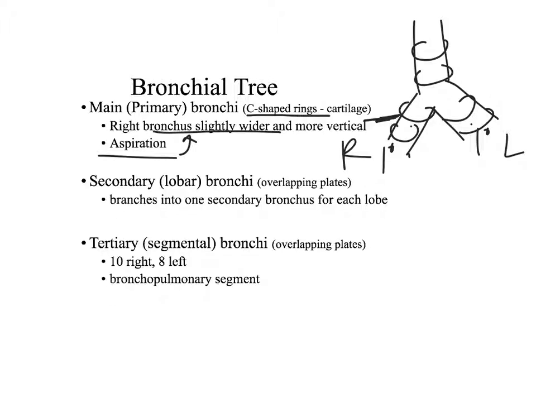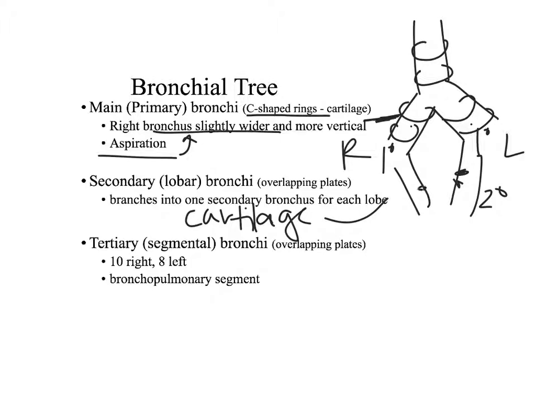Now the cartilage rings continue into the primary bronchi. When we get to the secondary, we split again, and there's still cartilage, but the plates overlap. They're actually kind of like things going around. Instead of being C-shaped rings, they're like that, which is kind of funky.